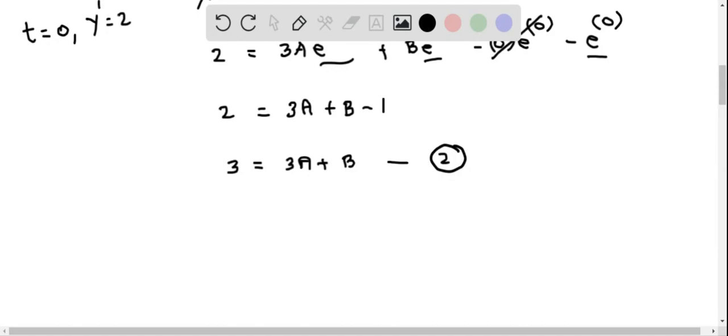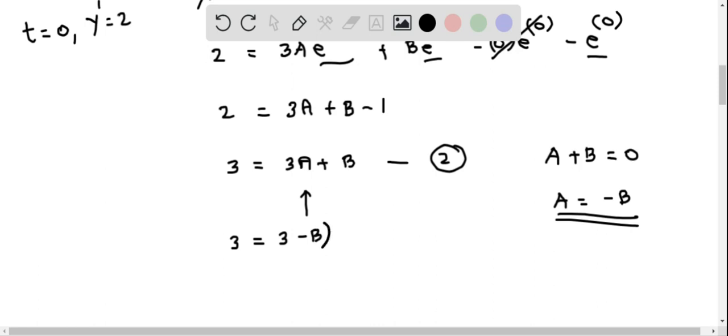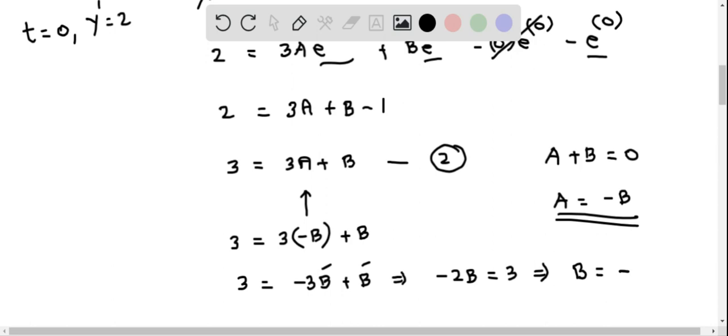So let's have the equation 1, which is a plus b equals 0. So here a equals negative b. So I'm going to replace a by negative b here. So this becomes 3 equals 3 times negative b plus b. And so this gives negative 3b plus b, and this equals 3. Solving this, we get negative 3b plus b is negative 2b equals 3. And so this gives b equals negative 3 by 2.